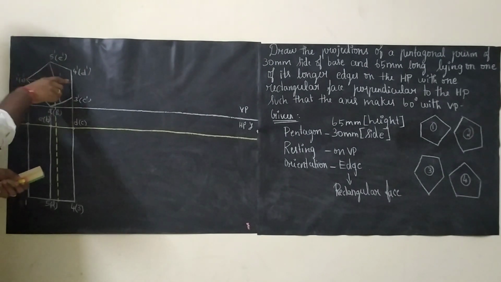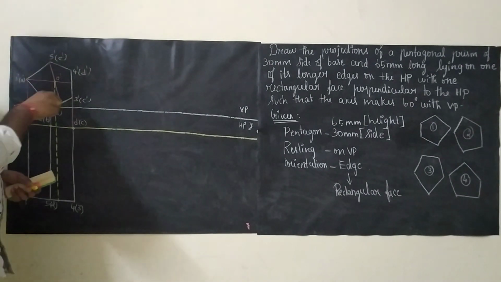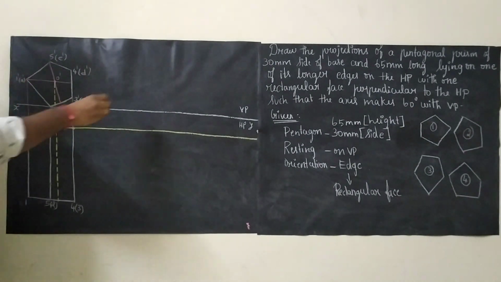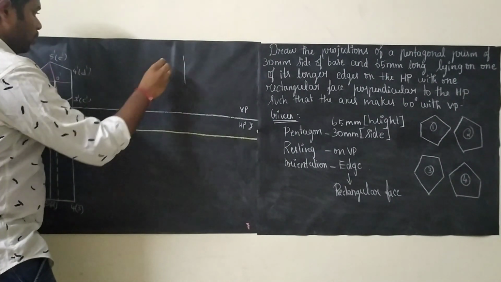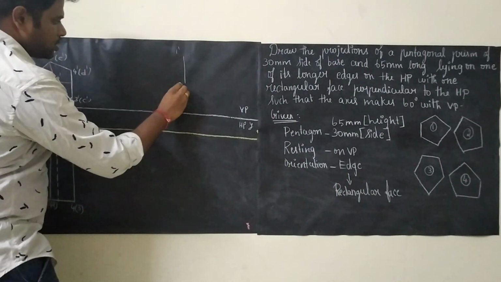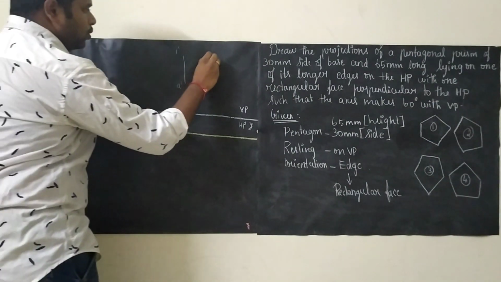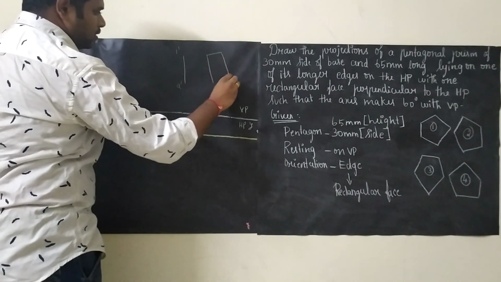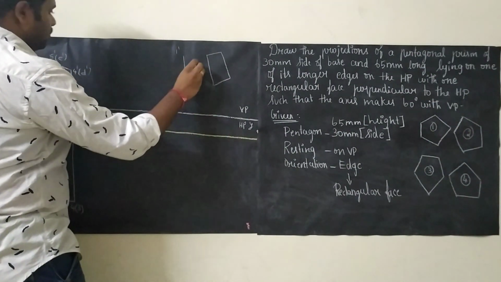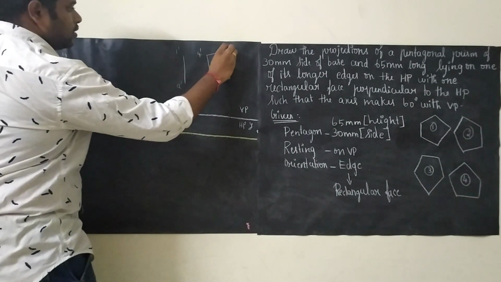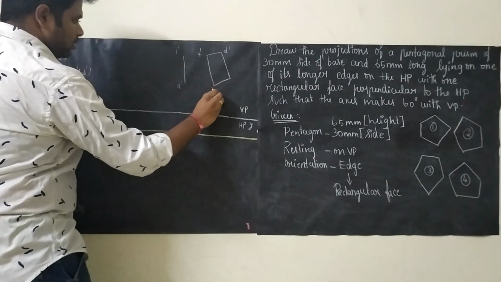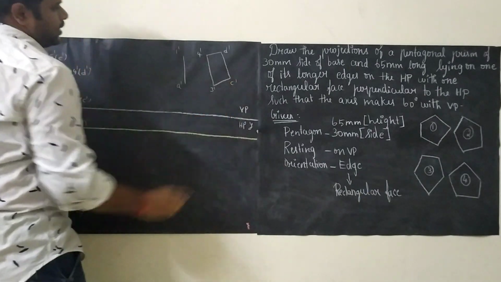If you have this corner here, see here, this is an edge. So 1 dash and A dash would be an edge, whereas this would be a rectangular face. That is 4 dash, D dash, 3 dash and C dash.